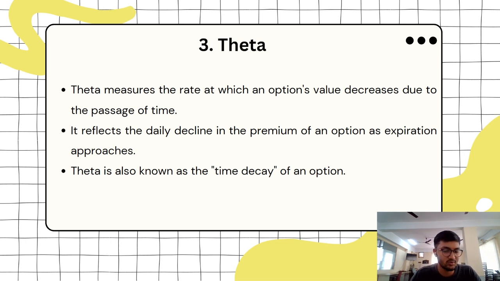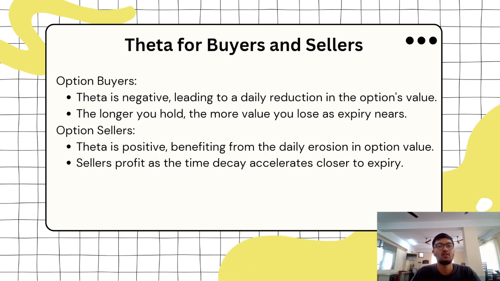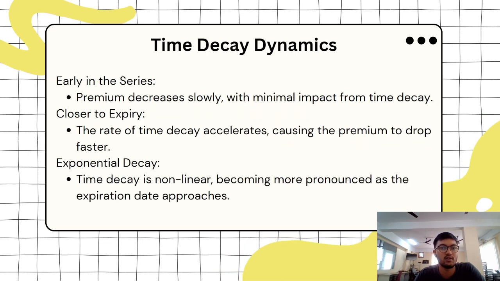So theta is also known as the time decay of an option. Theta is negative, leading to daily reduction in the option's value. The longer you hold, the more value you lose as expiry nears. Even if it is going in your direction, you're going to lose money. Theta is positive for option sellers, benefiting from the daily erosion in the option's value. As the 14th August expiry becomes nearer and nearer, option sellers are going to make money, because every day the option loses some amount of premium, because there's time decay associated with options. The seller profits as time decay accelerates closer to expiry.